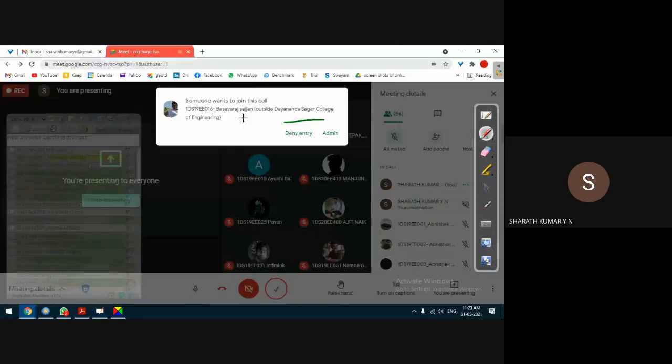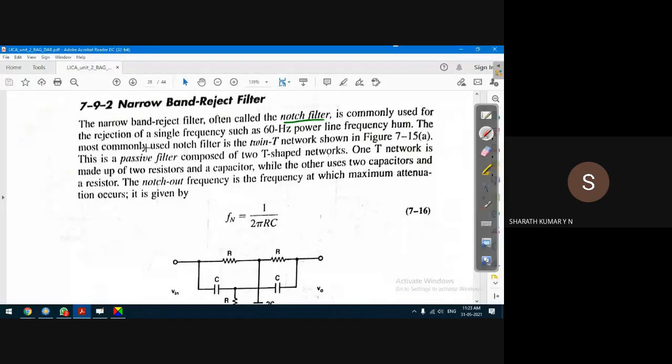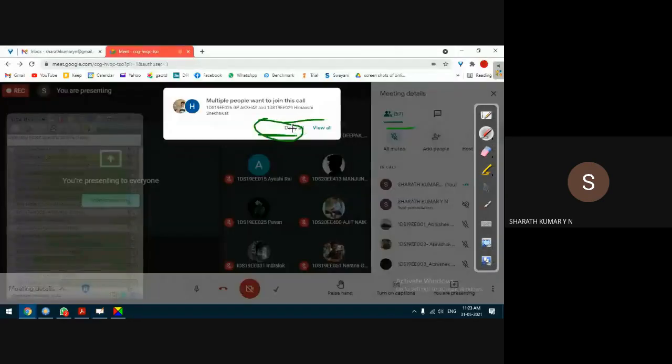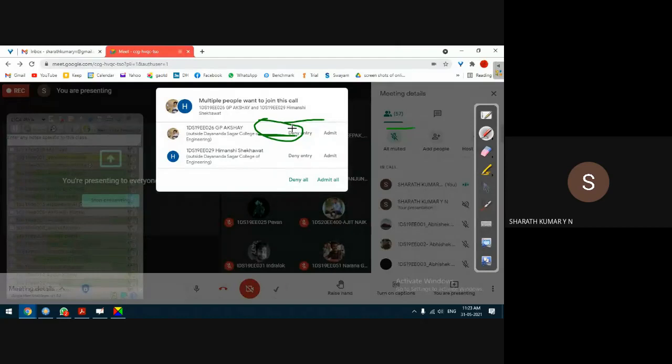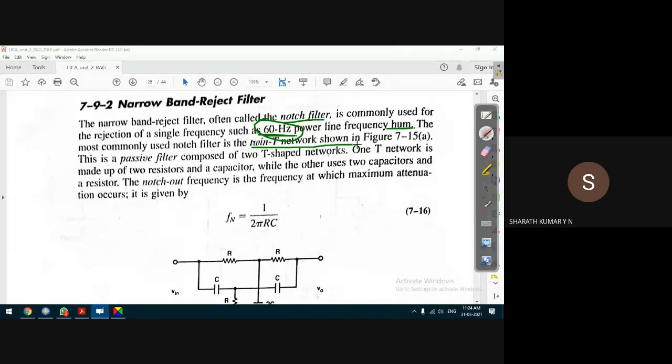Here we go. It is used for rejection of a single frequency, such as, let us say, the 60 hertz power line frequency, where there is noise. To reject a particular frequency, we use a notch filter or a narrowband reject filter. So only one particular frequency has to be rejected, but other frequencies have to be allowed. In that case, we go for what is known as a narrowband rejection filter.